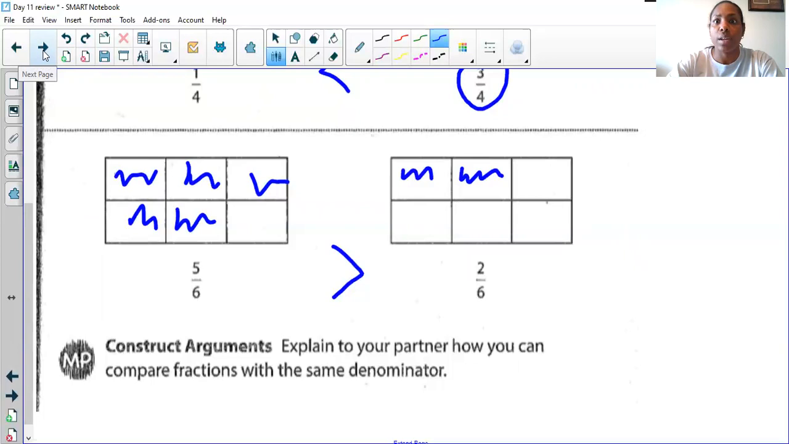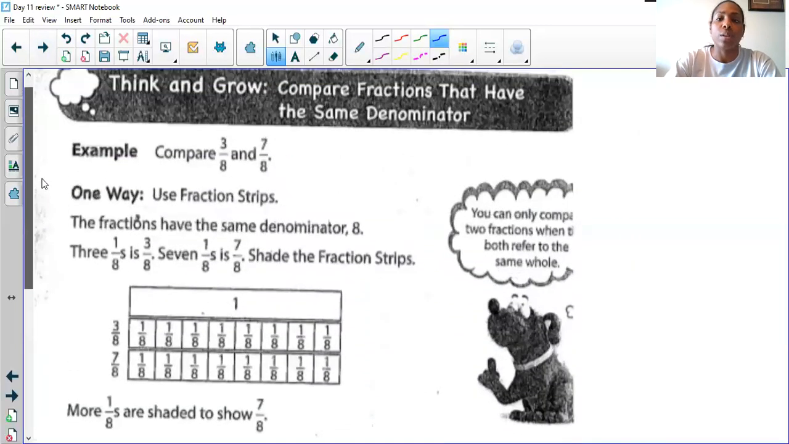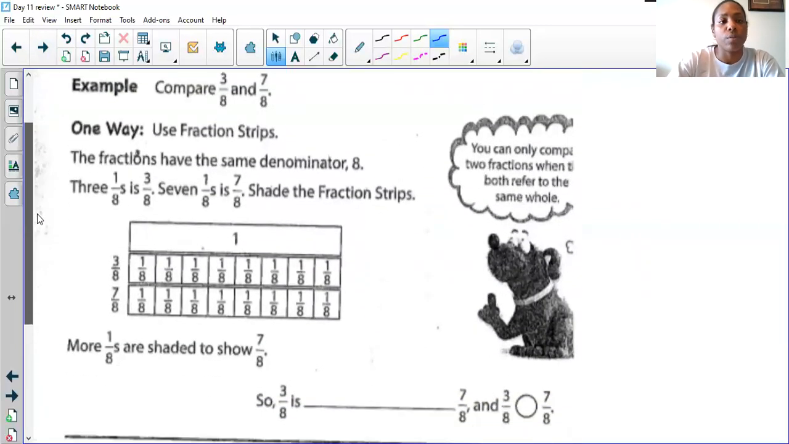All right, let's find out if you're correct. Think and grow. Compare fractions that have the same denominator. We have 2 examples that are being presented to us. We're going to take a look at the first example.